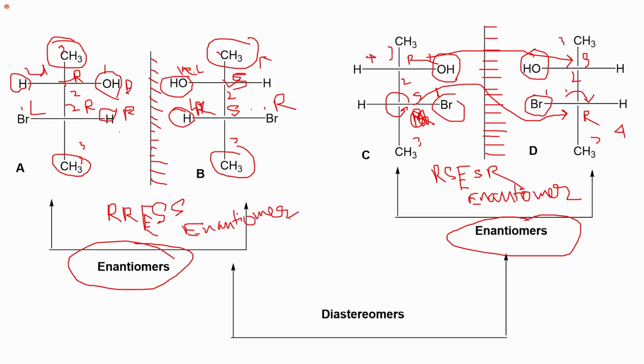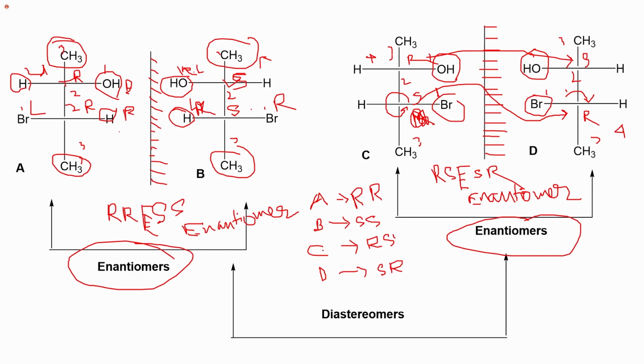People always say in one line that two enantiomers are diastereomers to each other. So A and C, because A is the what? A is the RR. B is the SS. C is the RS. And D is the SR. Now A and B are enantiomers. C and D are enantiomers.